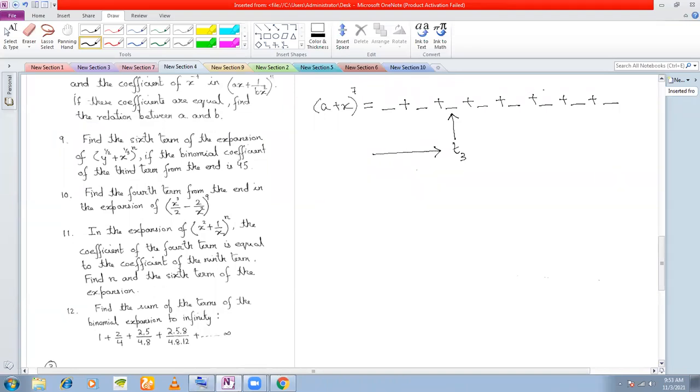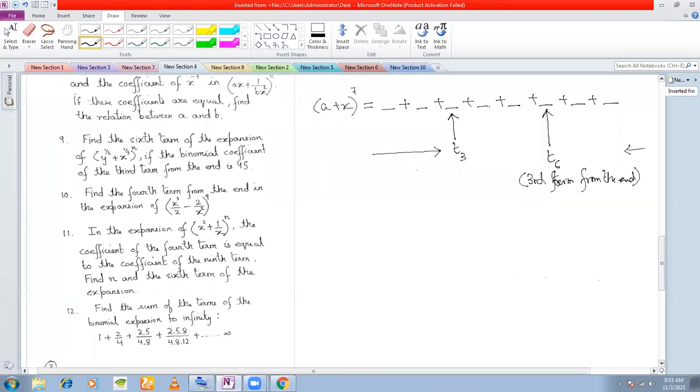But what if I tell you the third term from this side, the third term from the end? The third term from the end will be this one, right? Then from the beginning, what term is it? If you see, this is the sixth term from the beginning, or we say third term from the end. So whether I say sixth term or third term from the end, it means the same thing.